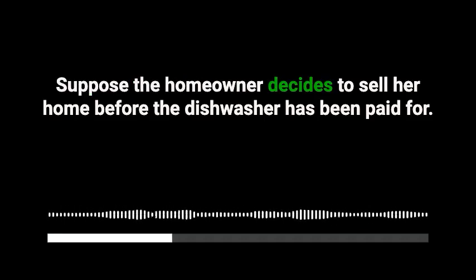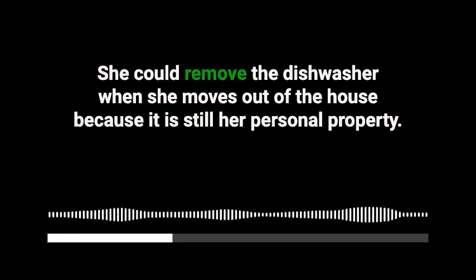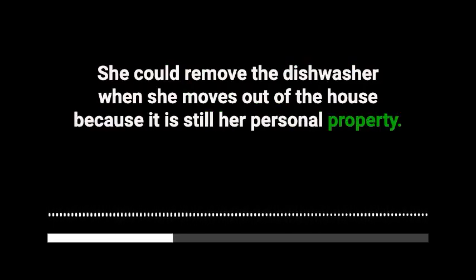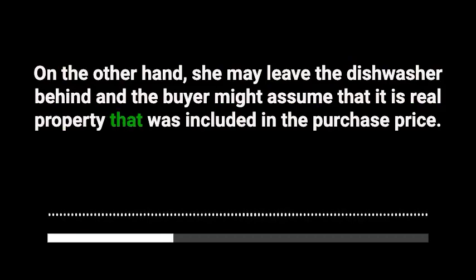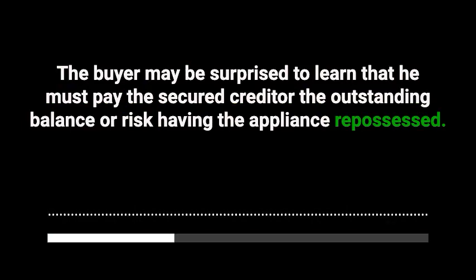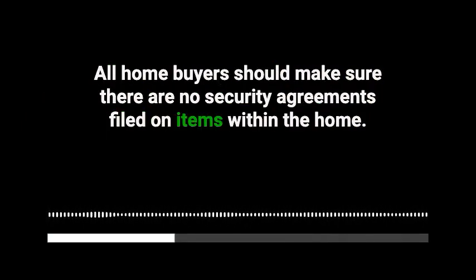Suppose the homeowner decides to sell her home before the dishwasher has been paid for. She could remove the dishwasher when she moves out of the house because it is still her personal property. On the other hand, she may leave the dishwasher behind and the buyer might assume that it is real property that was included in the purchase price. The buyer may be surprised to learn that he must pay the secured creditor the outstanding balance, or risk having the appliance repossessed. All home buyers should make sure there are no security agreements filed on items within the home.